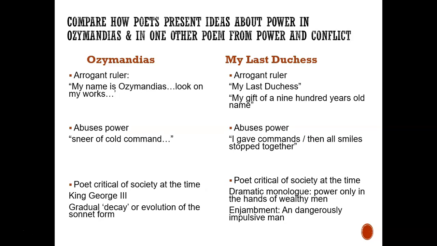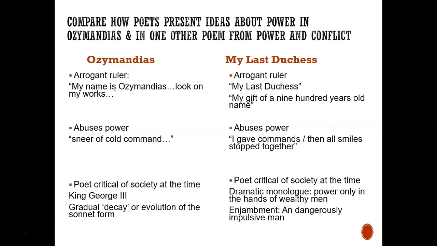Remember, titles are so useful, particularly this title. My, again that pronoun my, a direct comparison with Ozymandias, and that is so useful. Last, as if she's part of a list. Duchess, she's never named. My gift, again that pronoun, everything belongs to him. And that status of a name, his name being so important. My name is Ozymandias, my 900 years old name. The power of their name, the power of their status.